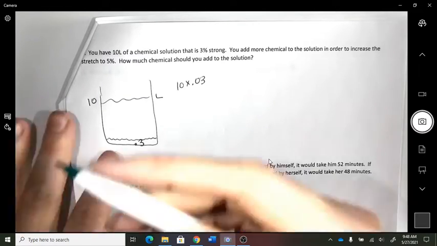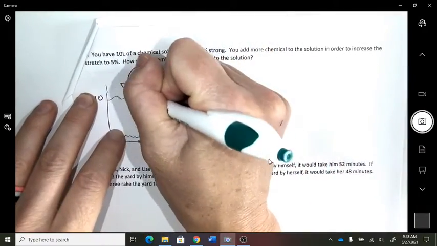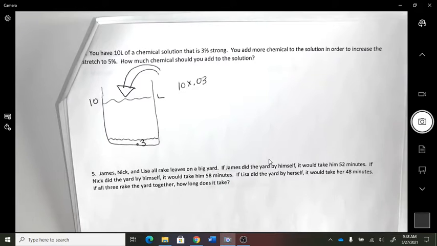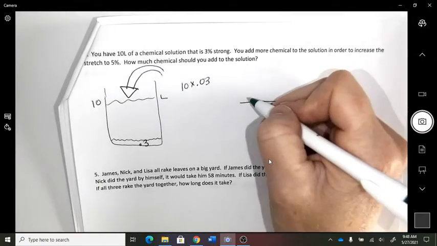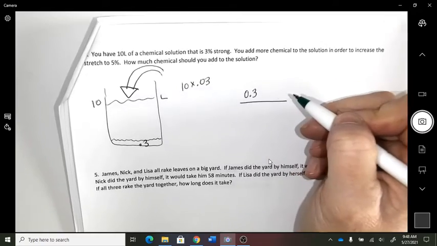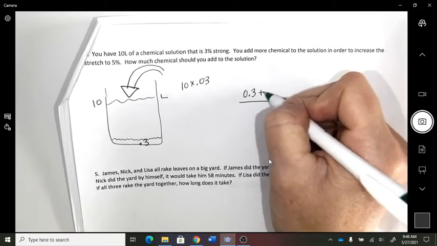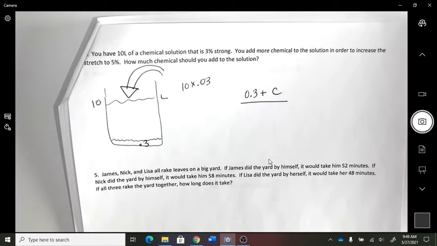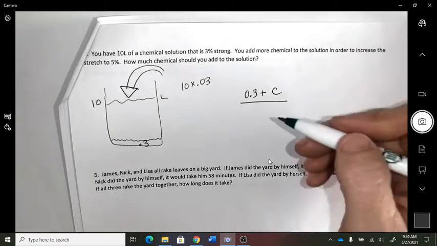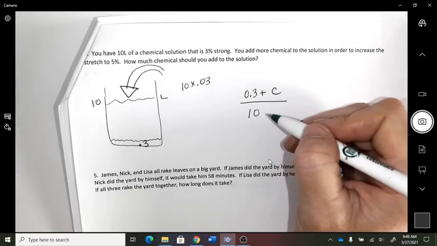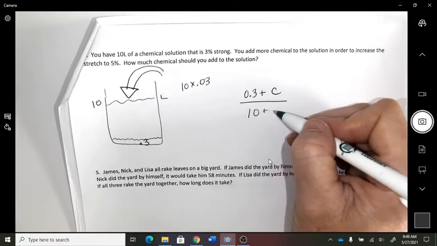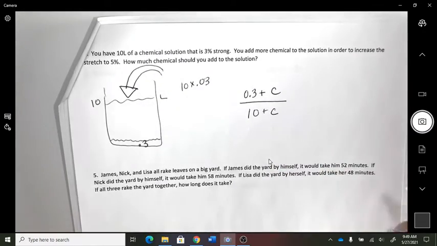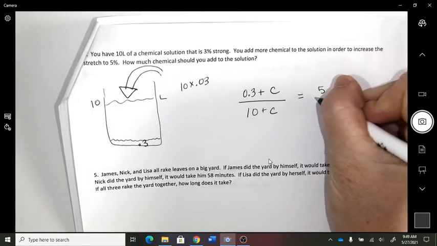You're going to add more chemical into it to make it stronger. You want to make it 5%. Okay, so our formula is going to be the chemical. So we already had 0.3 in there, and we're adding more chemical. I'm going to call it C. Divided by the total fluid. So we had 10 liters in there, but as we dump in the C, our fluid is also going to be changing. We want to make it 5%.